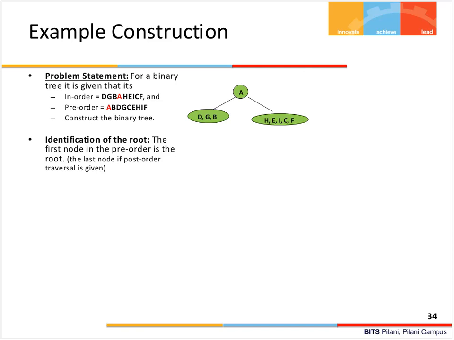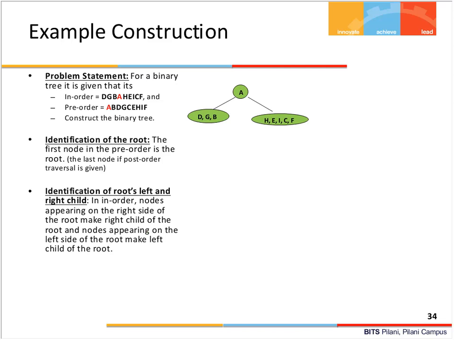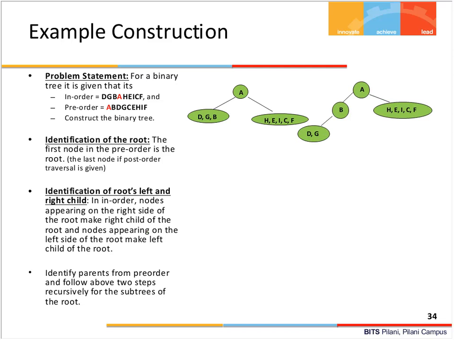Yeah, so some of you are saying it correct. Since if you see in order traversal, D, G, both of them are coming on the left of B. So it means what? That D, G are left child of B, right? So my second iteration to construct this tree will look like this. Okay, please convince yourself.